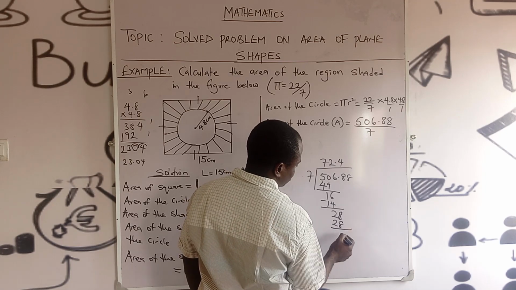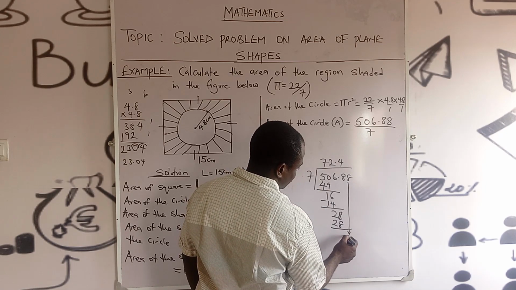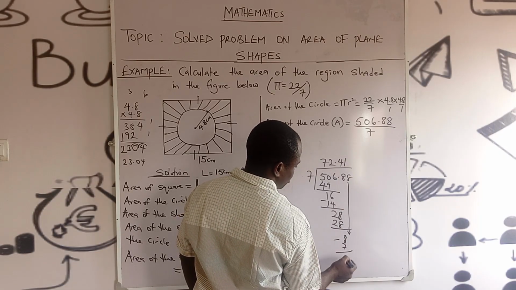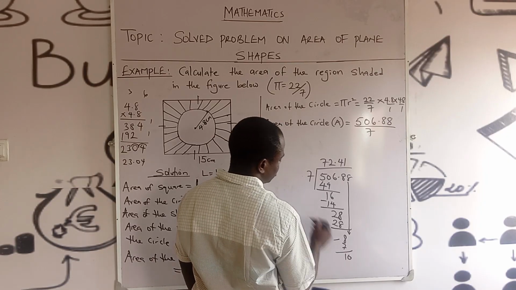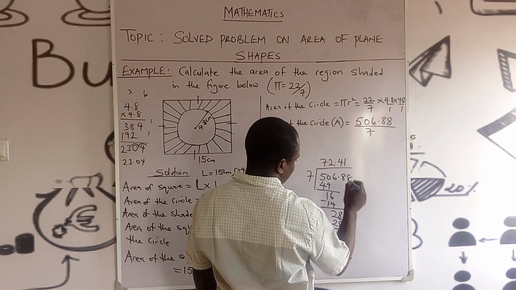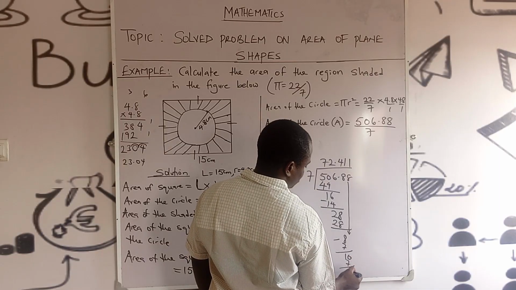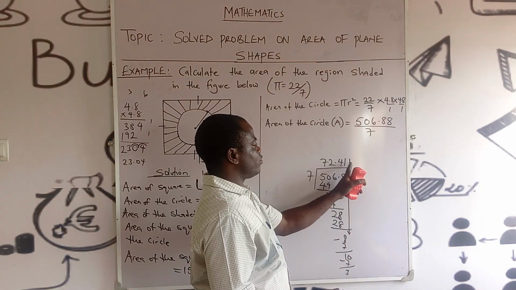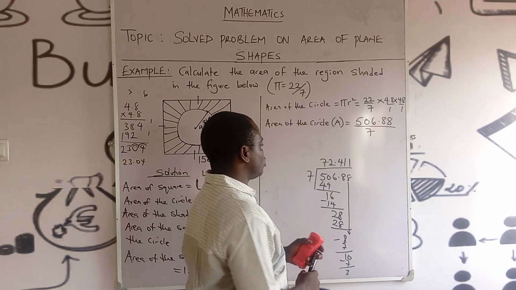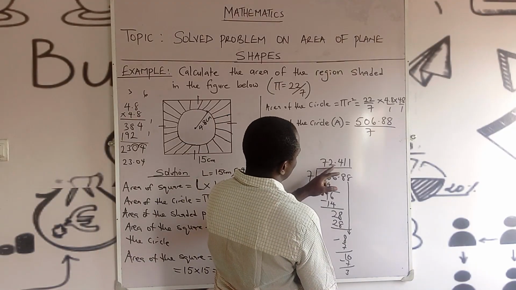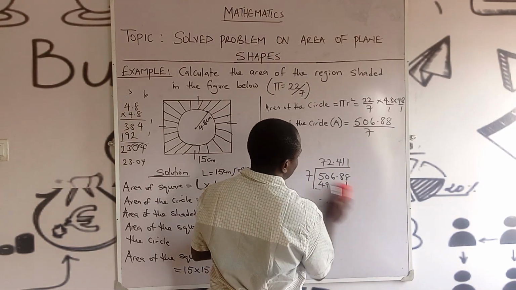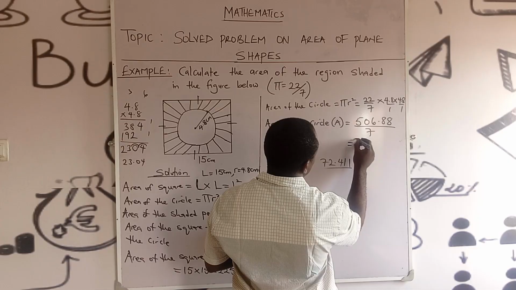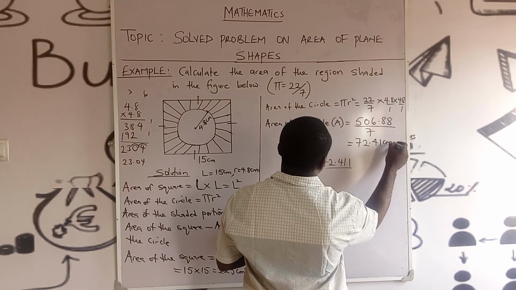Okay, bring the 8 down. You have 8. 7 in 8 goes 1 time. 7 times 1, 7. Subtract, having 1. Add 0. 7 in 10, that's 1. 7 times 1, 7. We subtract, having 3. Since the other numbers are less than 5, let's just concentrate on 2 decimal places. That's 72.41. We divide it, having the area of the circle to be 72.41 centimeters squared.